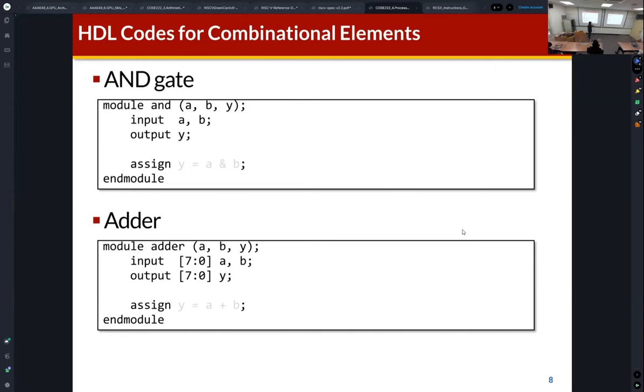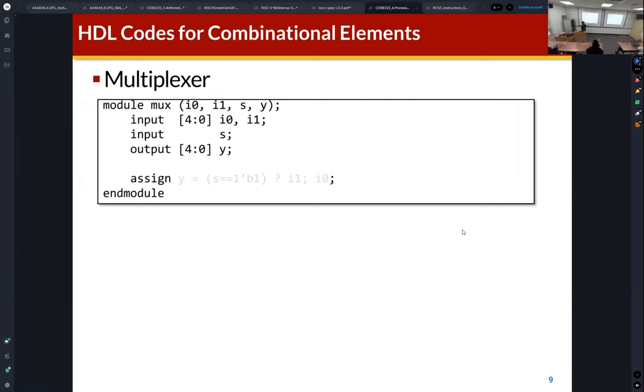So what does that mean? The meaning of this AND gate is that these are the input signals, and Y is determined by only A and B. So this is a combinational element. The adder is also the same. In this example, the input signals A and B are 8-bit signals. The output is also an 8-bit signal. Then Y equals A plus B. This combinational element performs addition, and the result Y is only determined by the input signals. Okay? Very simple.